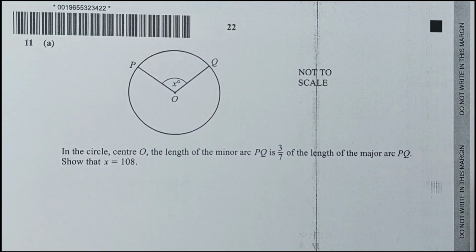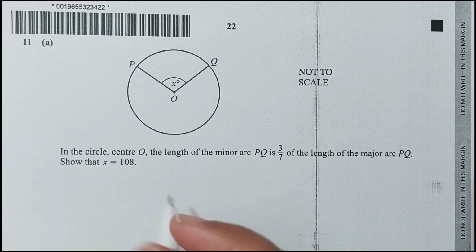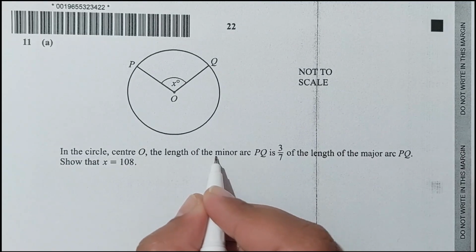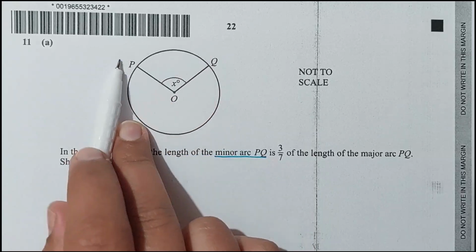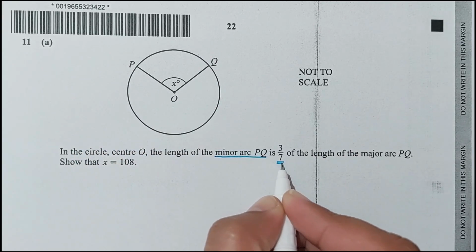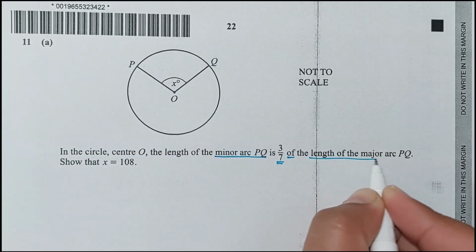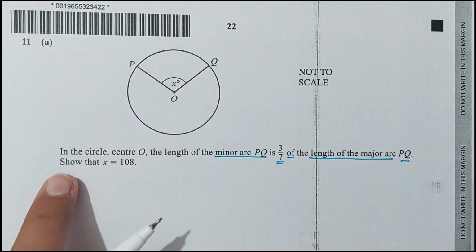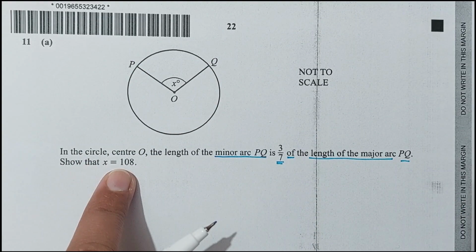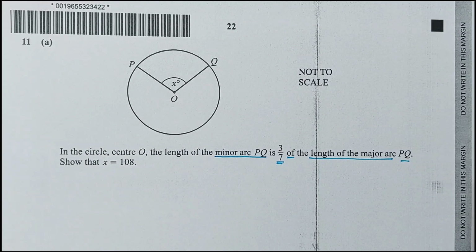Question number 11, part A. In the circle, center O, the length of the minor arc PQ, this is the minor arc, is 3 by 7 of the length of the major arc PQ. This is the major arc. Show that x is 108 degrees.